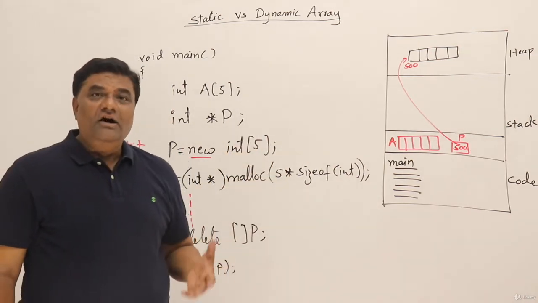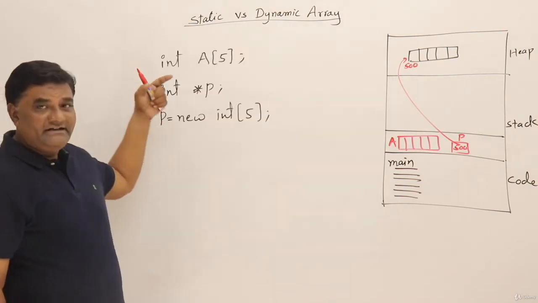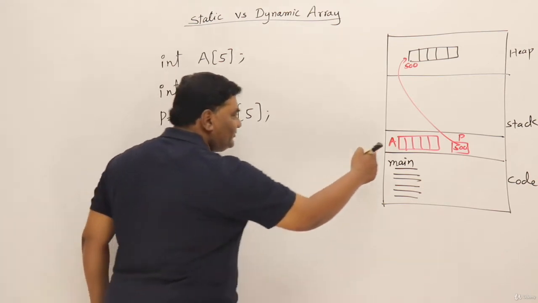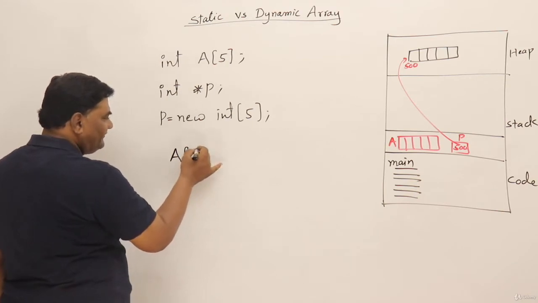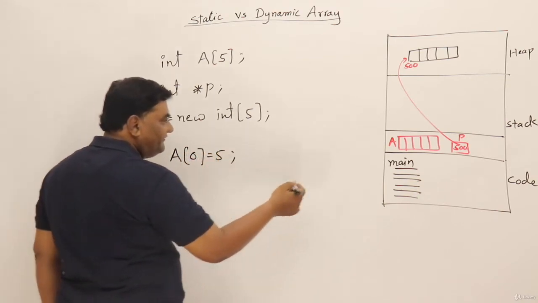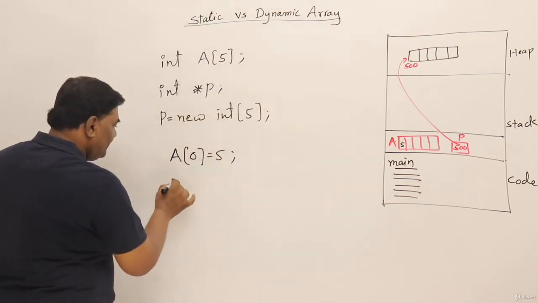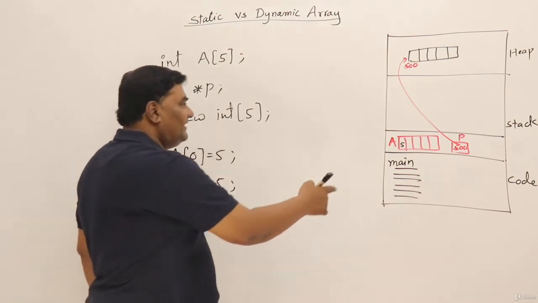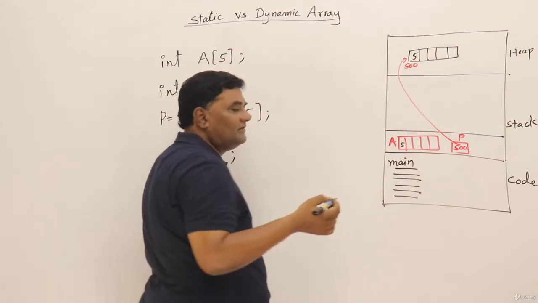Now next we will see how to access that array from heap. And this is a normal array inside the stack and this is an array inside heap. Now how do we access this normal array inside the stack? For accessing any location, I should say a of 0 assign 5. So the value 5 will be stored here. Now same thing I can say P of 0 assign 5, just like a normal array. I can access this also, so the value 5 will be stored here.